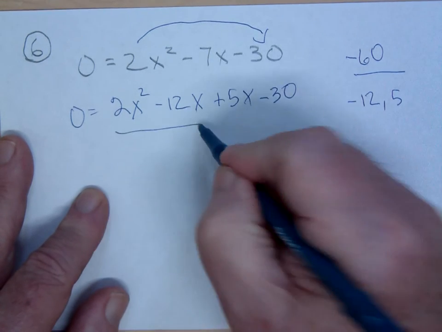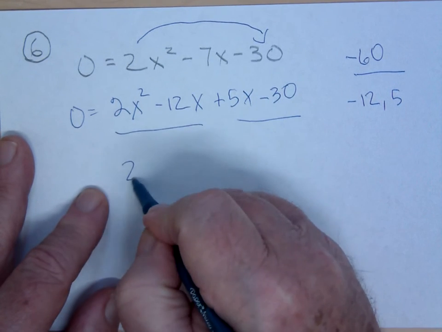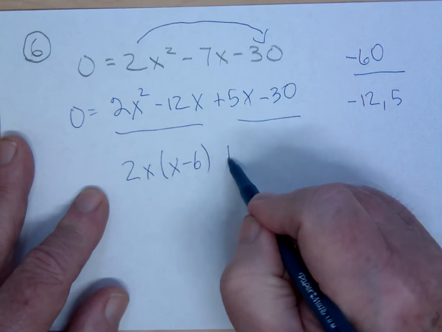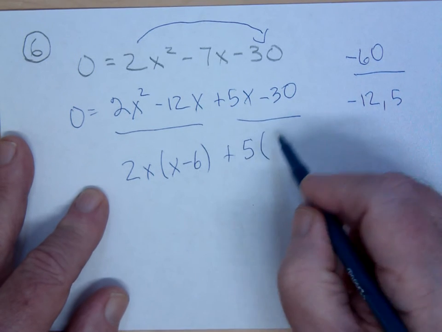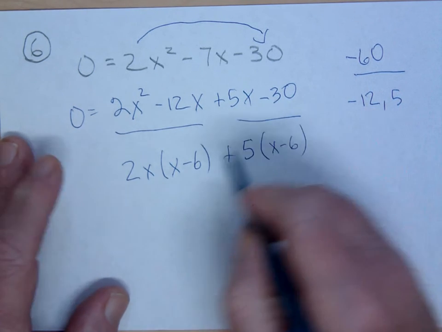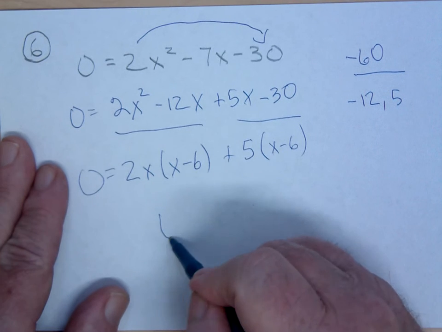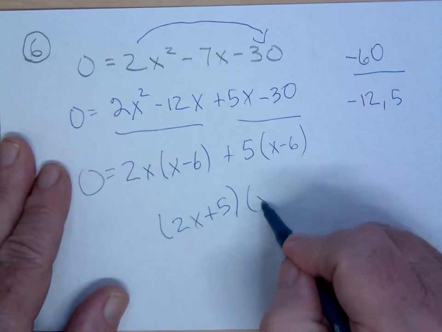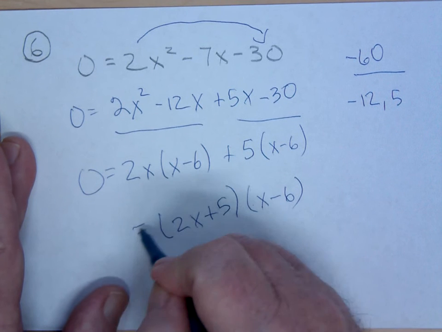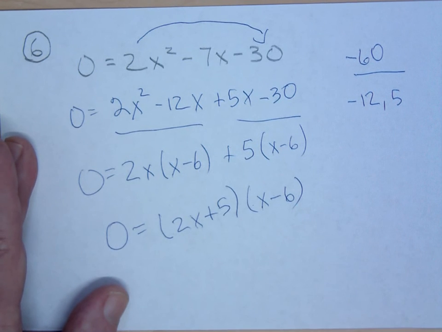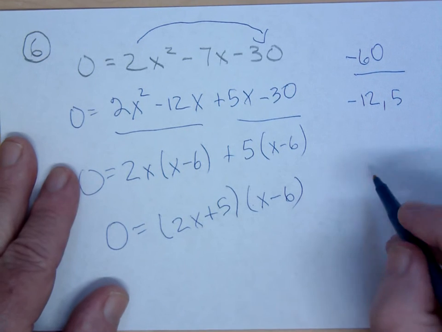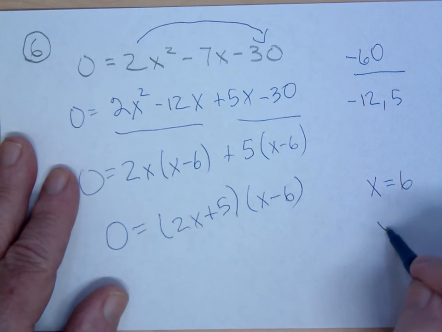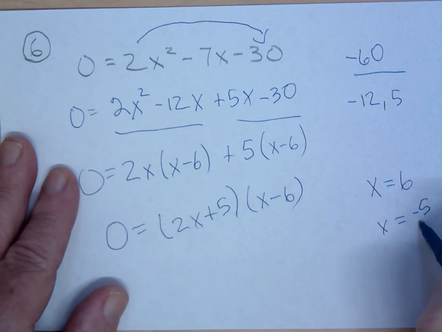So now we're doing group factoring. We'll pull a 2x out of this, and left is x minus 6. And we'll pull a 5 out of this, and left is x minus 6. And so what we have then is (2x + 5)(x - 6) equal to 0, and we set each of these in turn equal to 0, and that will yield solutions of x equaling 6 or x equaling minus 5 over 2.